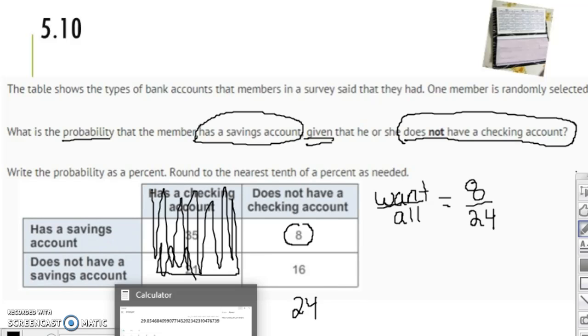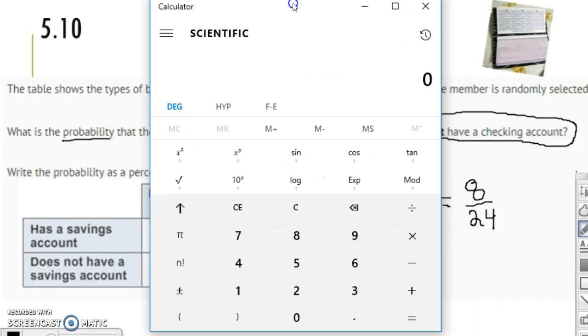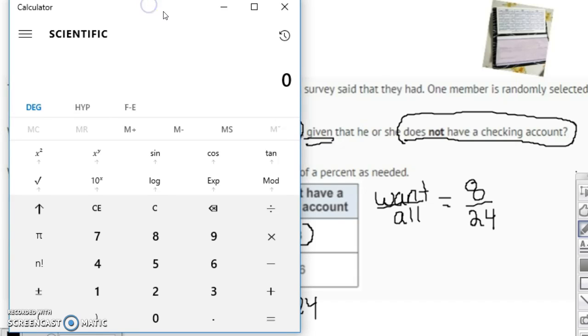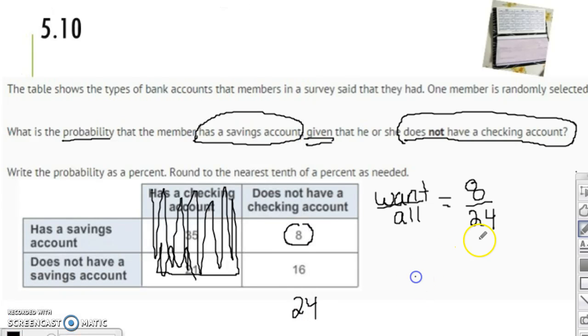On the last problem, I showed you how to use the NICE calculator. On this problem, I'm going to show you how to use just a regular computer calculator. So I would do 8 divided by 24, and that gives me 0.33333 repeating. I want that as a percent, so I need to move the decimal 2 times. So that would be 33.3%. And just as a reminder, the nearest tenth means 1 decimal place.